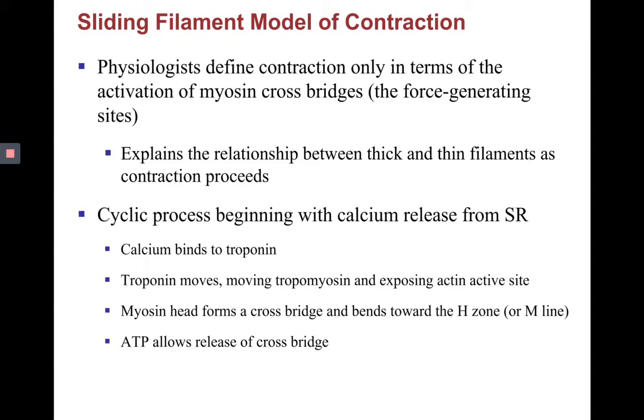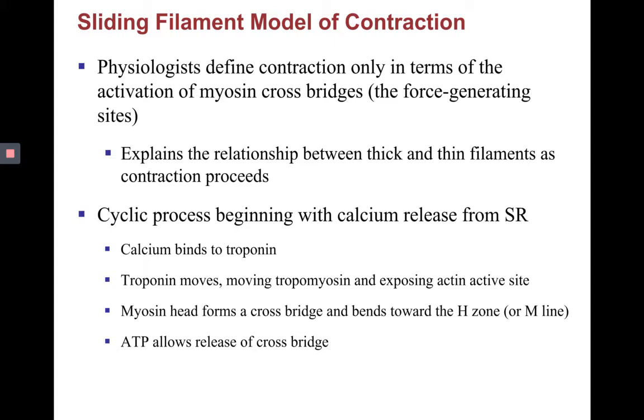With the sliding filament model of contraction, we want to define contraction in order to talk about it a little more succinctly. Physiologists specifically define contraction really just in terms of the activation of the myosin cross bridges. So even though we initiate this process with a motor neuron sending its electrical activity to a skeletal muscle fiber, it's only the end product, the force-generating sites, that we actually use to define what's happening when we say a muscle contracts. That's why the relationship between the thick and thin filaments is very important, especially in describing how contraction proceeds and how we get not only sarcomere shortening, but eventually cell shortening and muscle as an organ shortening.